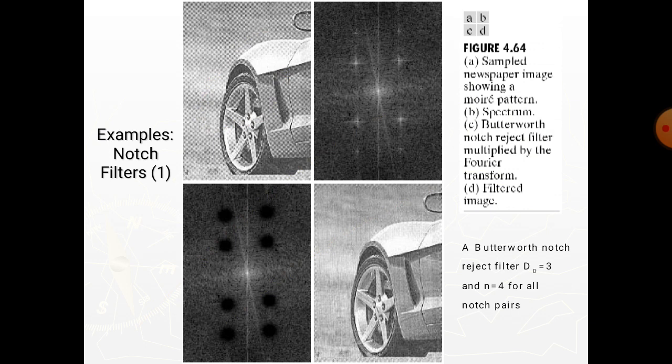So figure A is a newspaper image showing a moire pattern, figure B is the spectrum, figure C is the Butterworth notch reject filter multiplied by the Fourier transform, and the last figure D is the filtered image.